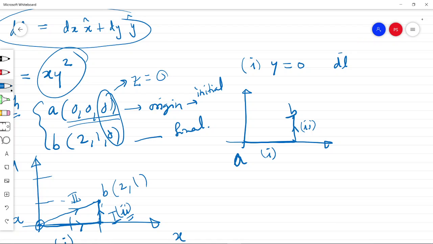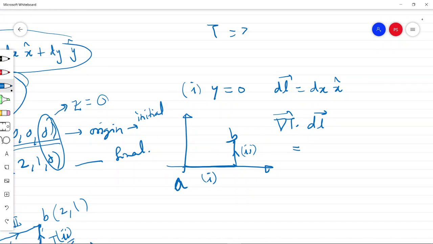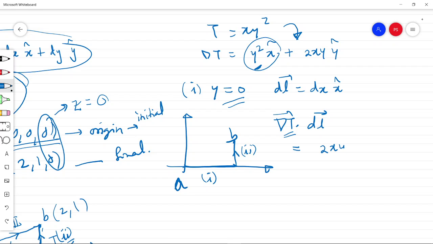So dl bar is just dx x cap, and grad T dot dl bar. Since T is x y squared, grad T is y squared x cap plus 2xy y cap. Yes, this is straightforward. And since y is 0 here, we are left with the x cap term. Since y is 0, the other term does not appear. So we are left with 2xy.